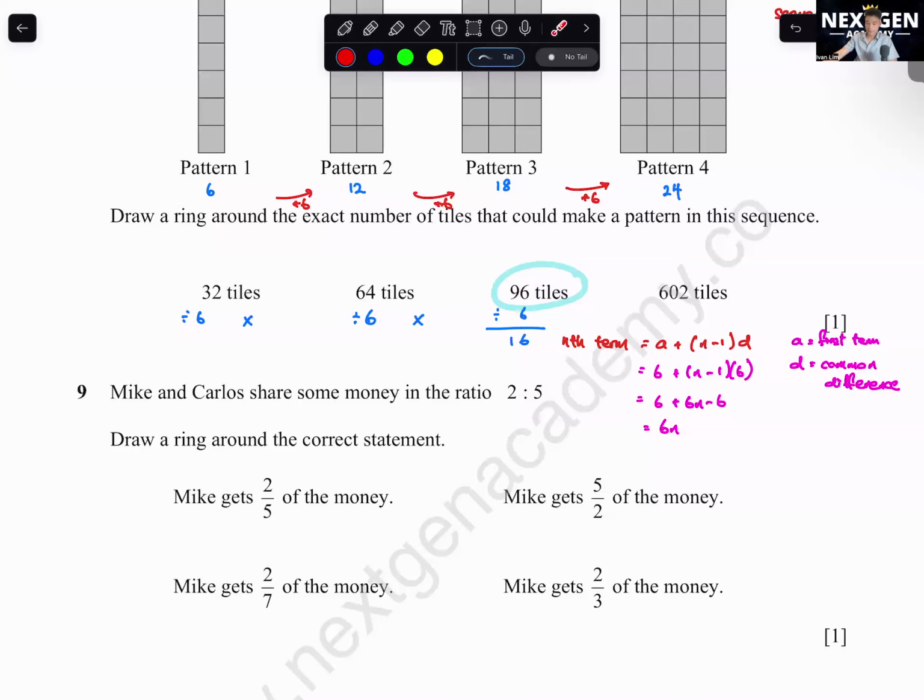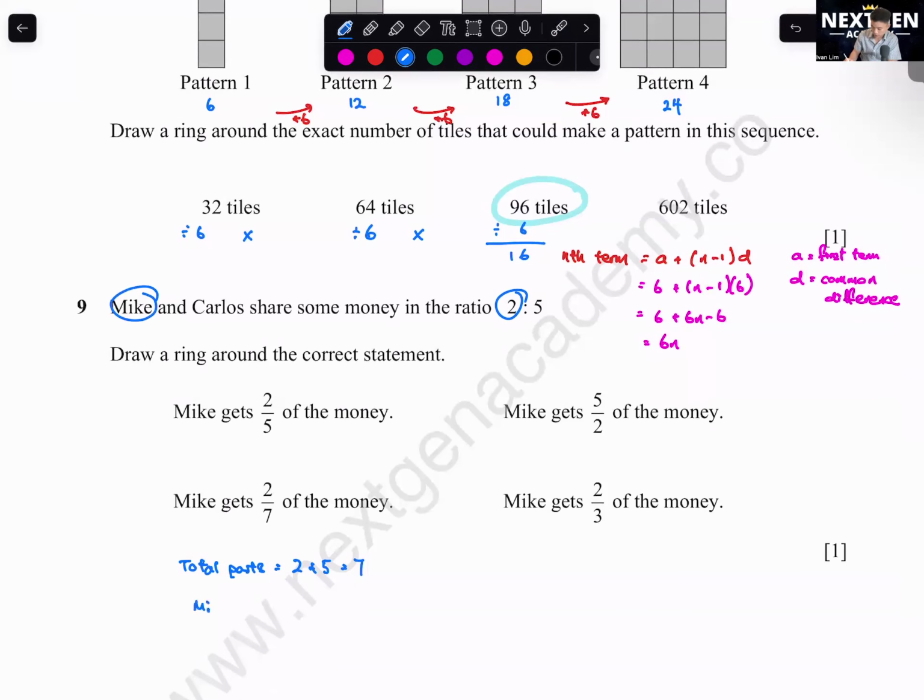Mike and Carlos, total parts got how many? 2 plus 5, right? So total parts is 2 plus 5, which is equal to 7. Mike has 2 parts. So Mike's part is 2 over 7, based on the whole thing. 2 over 7.